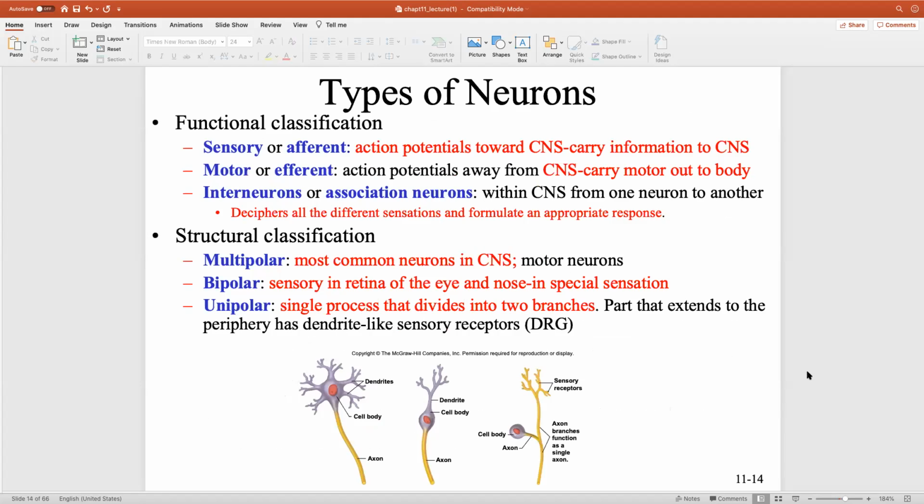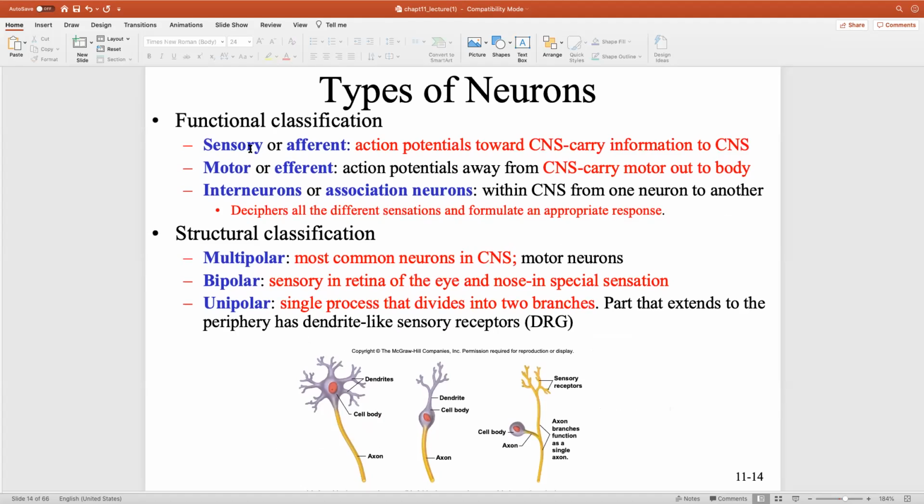Now let's talk about the types of neurons. We can classify neurons based on functions or based on structure. When we classify it based on function, they're either sensory, motor, or interneurons. Sensory or afferent carry action potentials towards the central nervous system, and they carry sensory information from your periphery to the central nervous system. Motor signals are the exact opposite. They come from the brain and the spinal cord and exit out towards your periphery and your limb. They carry motor signals out to your targeted muscle.